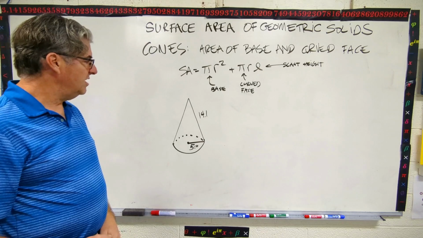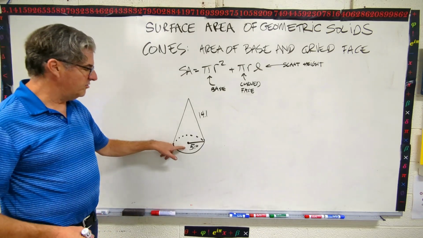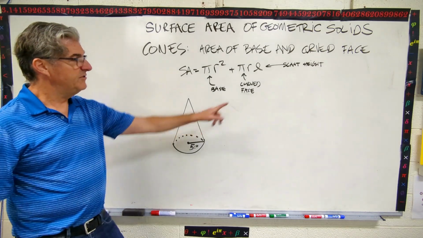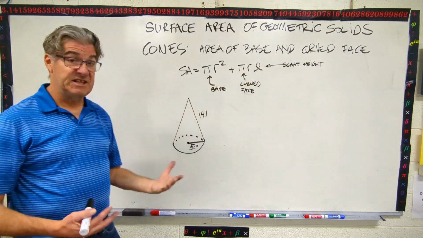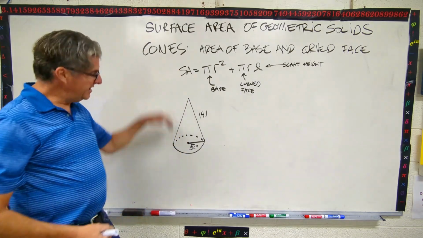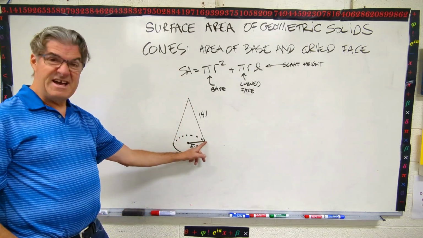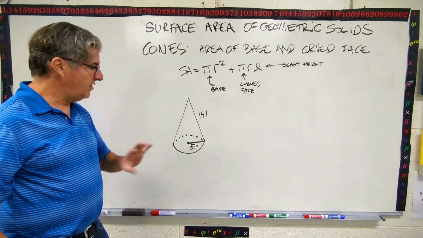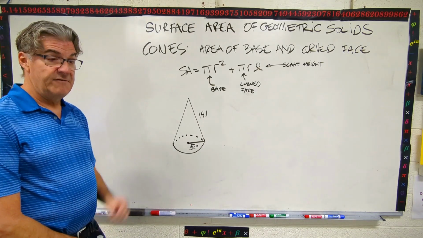So let's do a plug-in. Here we go. We've got a cone with a radius of 5 centimeters and a slant height of 14.1. I just want to remind you, L is the slant height in that cone. Not the height going straight down, but the height going from the tip to the outer edge. Okay? So go ahead, pause the video, do your plug-in step, solve, and find your surface area for that cone.